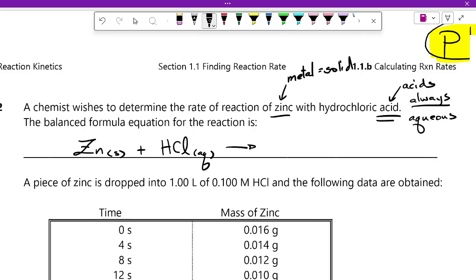Acids. H2 is a gas, right? What state now? Acids are always aqueous. Okay, acids are always aqueous.